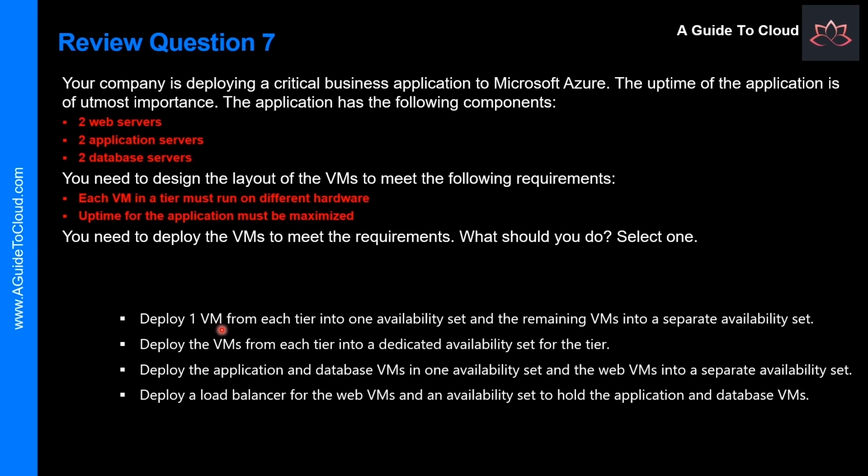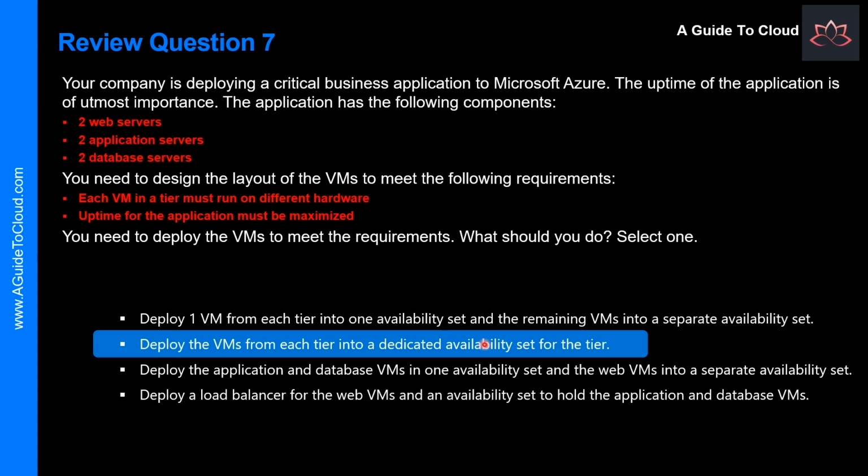Is it to deploy one VM from each tier into one availability set and the remaining VMs into a separate availability set? Definitely not. That defeats the whole purpose of what we are trying to achieve. Deploy the VMs from each tier into a dedicated availability set for the tier. Absolutely correct. An availability set should hold VMs in the same tier because that ensures that the VMs are not dependent on the same physical hardware.